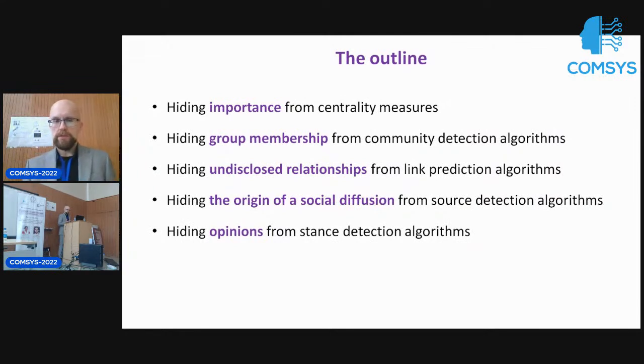So in today's talk, I'll focus on five different topics. In each of these topics, I will first present a specific method of getting information from a social network. Then I will show how it's possible to protect from this type of tool. So I will focus on centrality measures, which measure the importance of a node in a social network, on community detection algorithms, which allow us to infer group membership in a social network, on link prediction algorithms that allow us to find undisclosed relationships in a social network, on source detection algorithms that can detect the source of a diffusion process, and finally on stance detection algorithms that can detect the opinion of people in social networks.